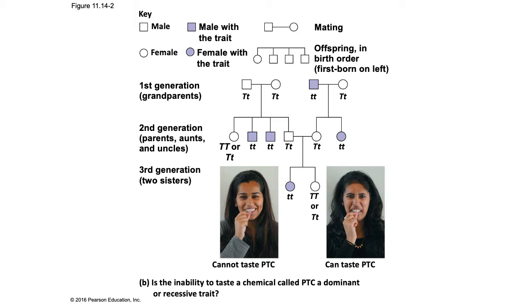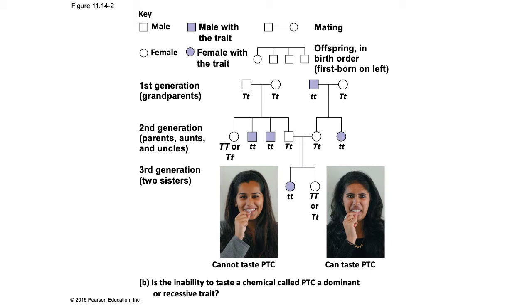In the picture, the sisters are tasting strips of paper that have the chemical PTC on them. You can see that the sister on the right can taste PTC. It tastes gross. The sister on the left can't taste PTC, so she's basically just tasting paper.